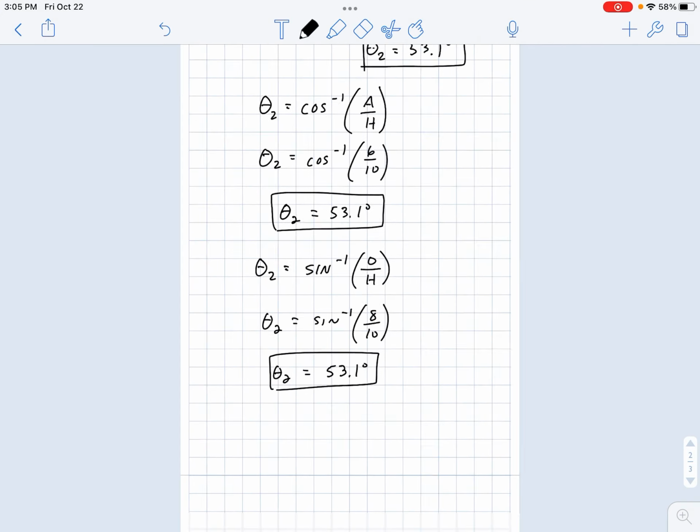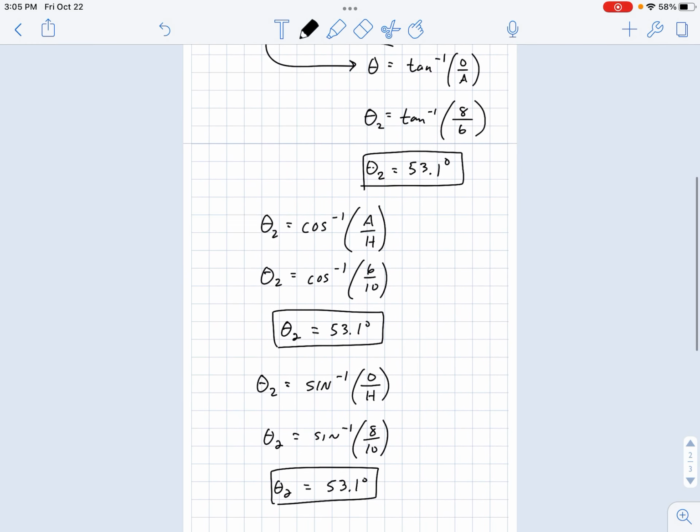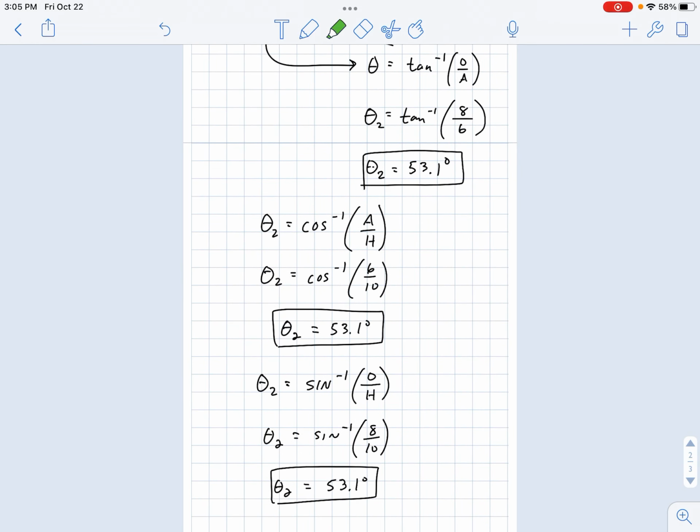You might be saying, why did he do it 3 different ways? Well, that's just to demonstrate it doesn't matter which sides of the triangle you use. You just have to be careful that when you're using tangent, you're using the opposite over the adjacent. When you're using cosine, you use the ratio of the adjacent side to the hypotenuse. And when you're using inverse sine, use the ratio of the opposite to the hypotenuse.